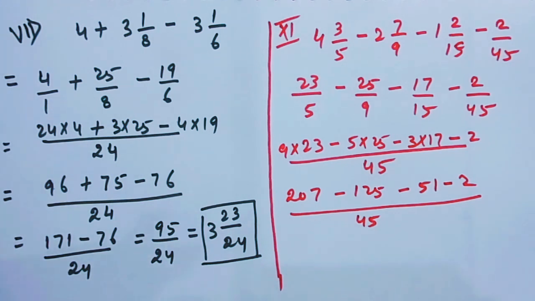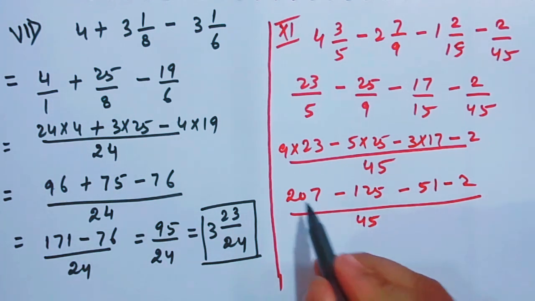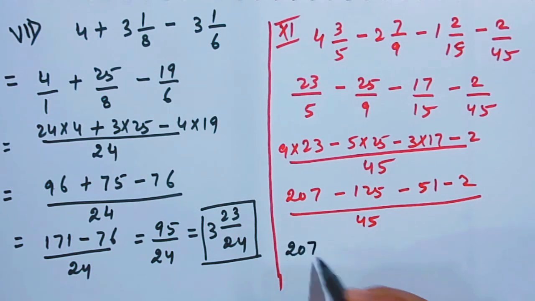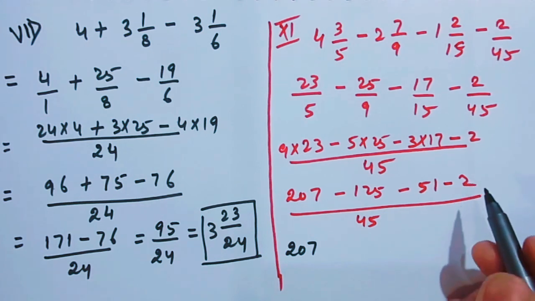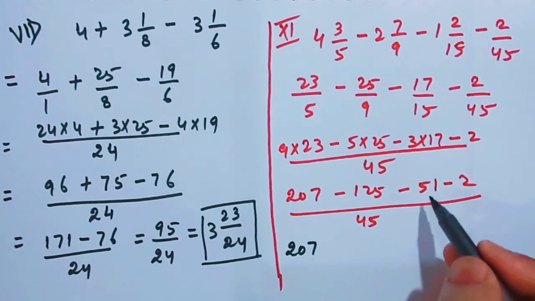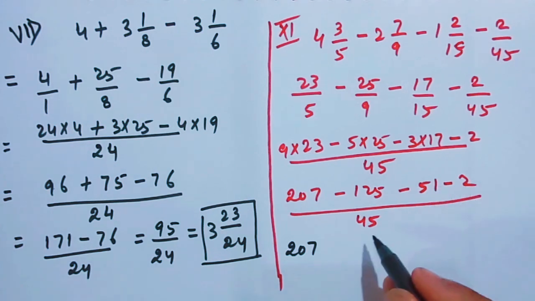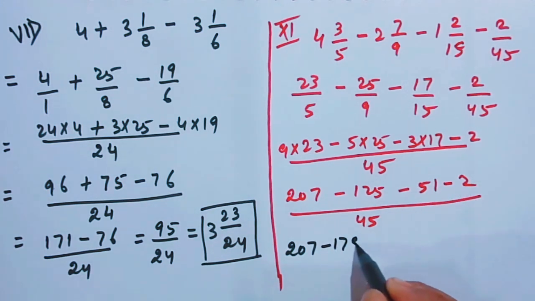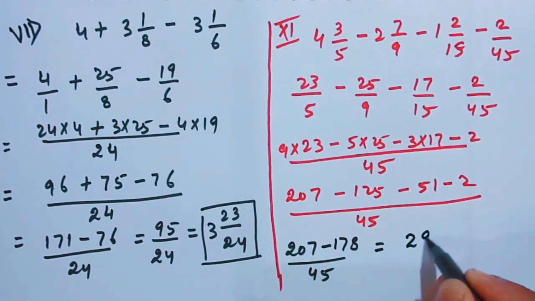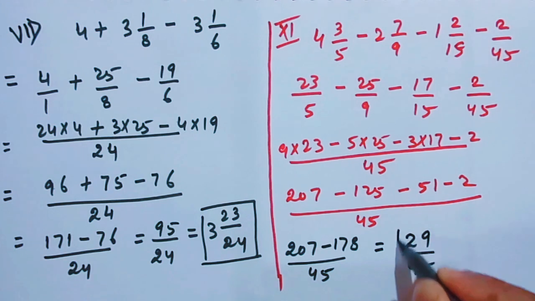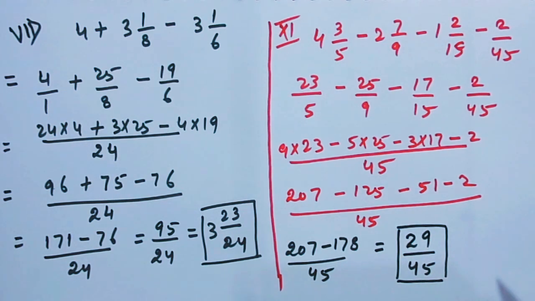So as I had told you, first you add all the positive signs, that is 207, then add all the negative signs, minus 125 minus 51 minus 2, which will be equal to how much? That comes to 178. 178 by 45 is equal to how much? 29. 29 by 45. I find that this is already in proper form, so leave it as it is.